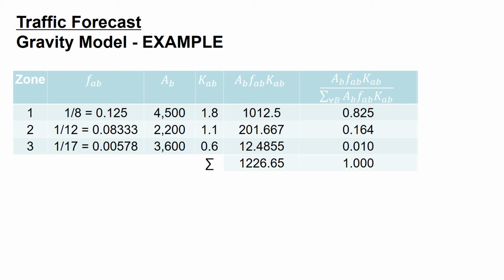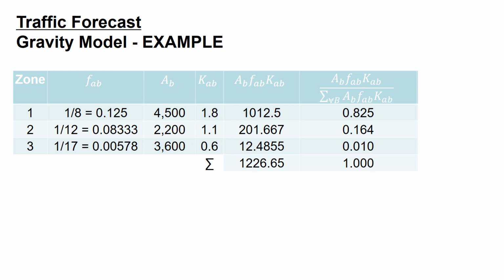We're apportioning the total trips. What we're going to do is apportion those total 1,100 trips to each one of those zones based on that proportion. So in the first row for zone 1, we have 0.825, and that is 1,012.5 divided by 1,226.65. The next one is 201.667 divided by 1,226.65. And our last one is, again, a very small value, 0.01, which comes from 12.4855 divided by 1,226.65. And again, that totals to 1. So this is the proportion of those 1,100 trips we're going to distribute.